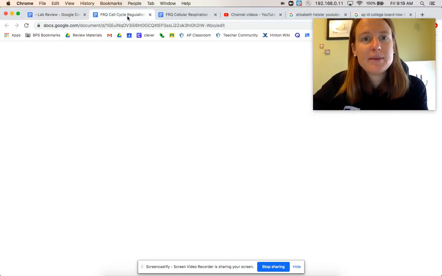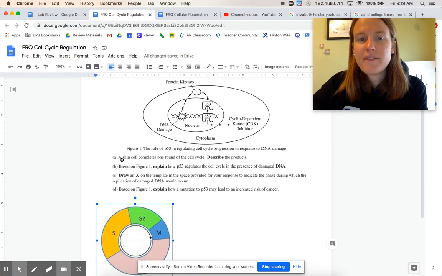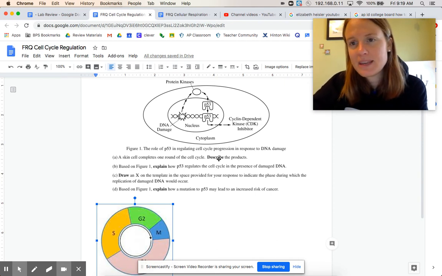Next up, cell cycle regulation question. So the first part, it says a skin cell completes one round of the cell cycle. Describe the products. It just wanted you to say there's two cells and they're identical and they have the same amount of DNA. Okay. Based on figure 1, explain how P53 regulates the cell cycle.